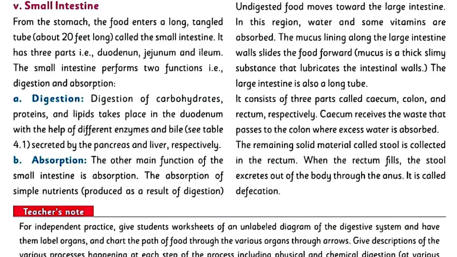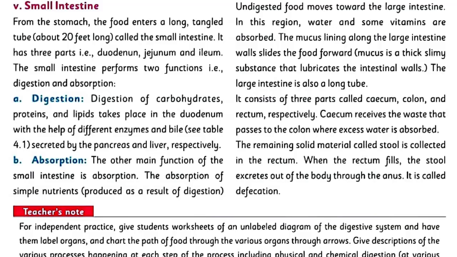Digestion of carbohydrates, proteins, and lipids takes place in the duodenum with the help of different enzymes and bile secreted by the pancreas and liver, respectively.